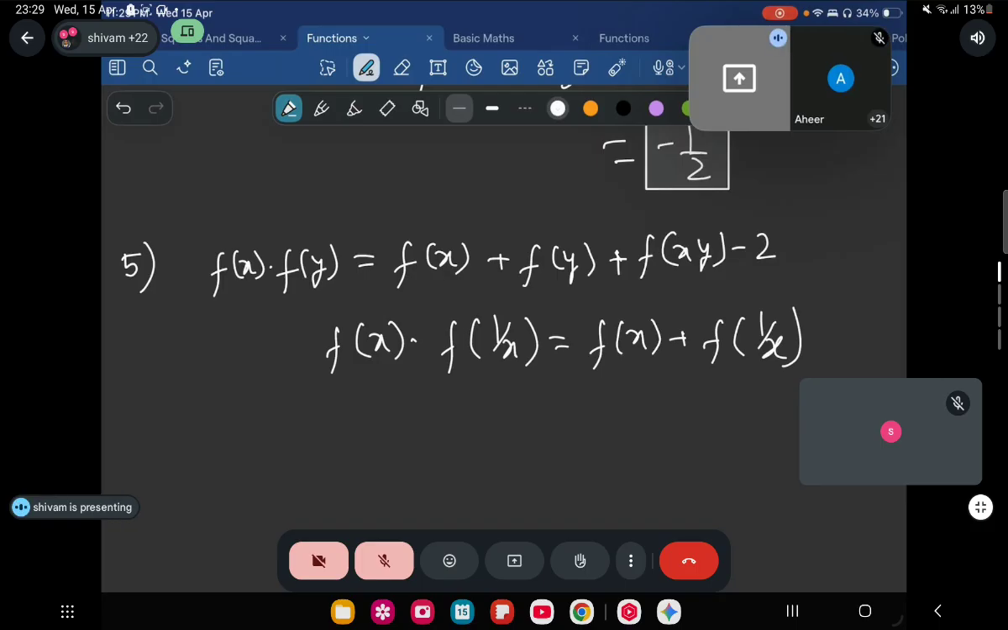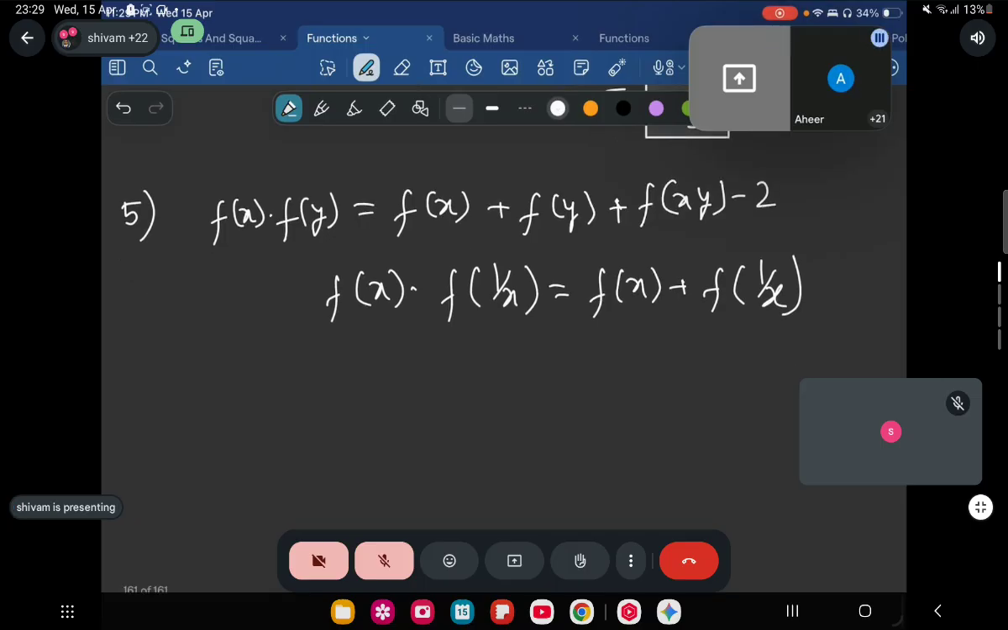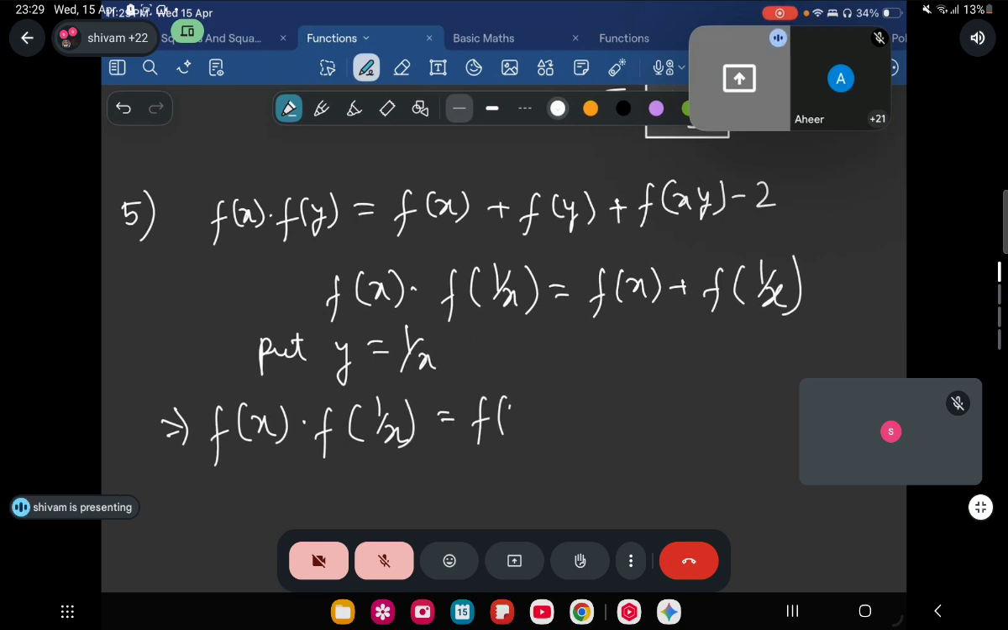Remember. If you forget it in the exam, again you have to derive it and then do it. We have to solve the question by this method only. So what you do is over here, put y is equal to 1 by x. What do we get? This implies f of x into f of 1 by x will be equal to f of x plus f of 1 by x plus f of 1 minus 2. Let us call this equation 1.